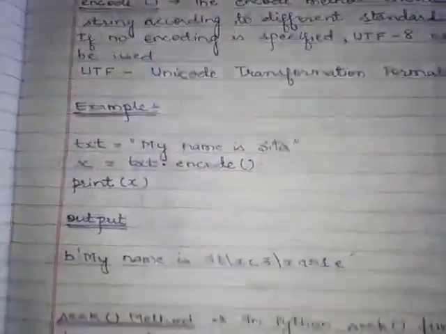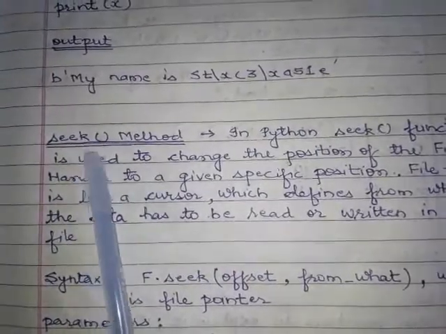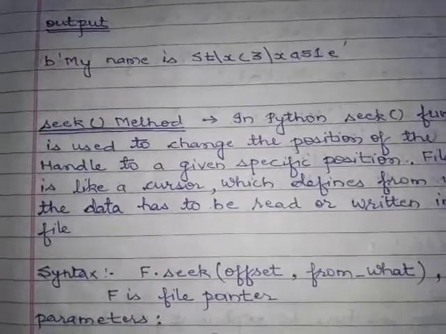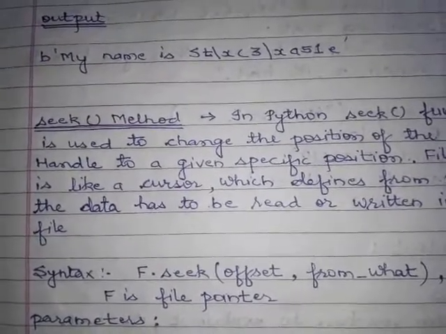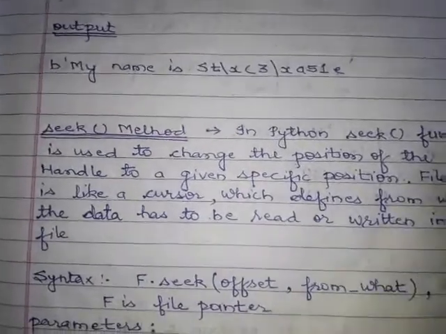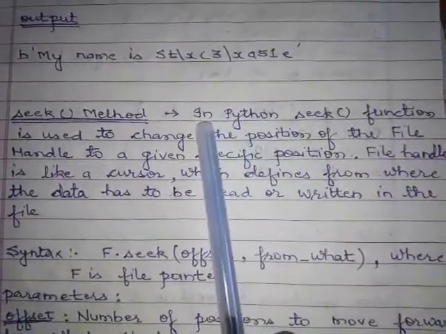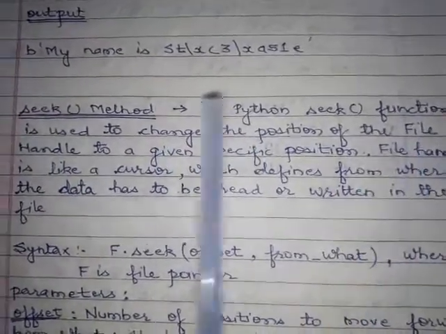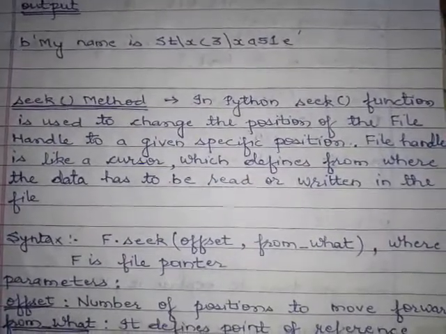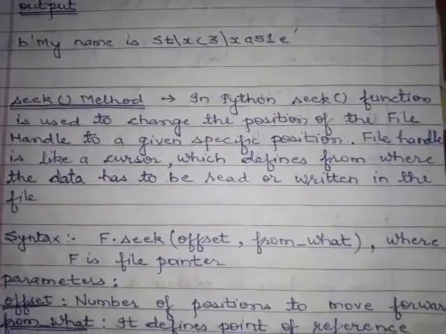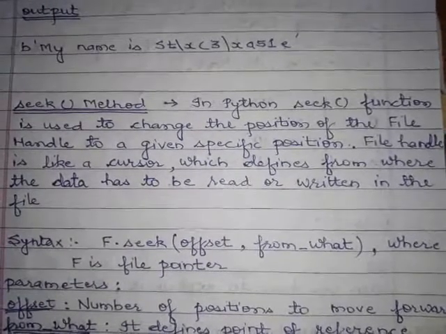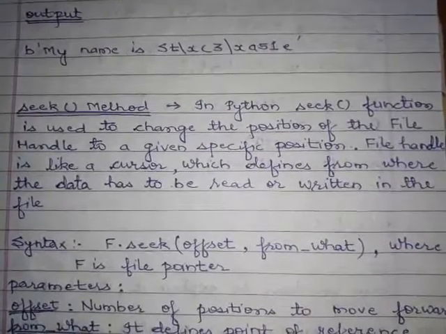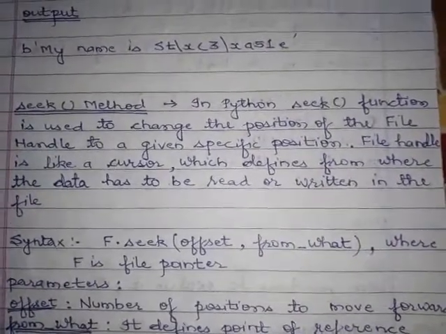After the encode method, there is another method, the seek method. The seek method is used to handle our file pointer or file handler. It is a very important method, so go through it seriously. In Python, the seek function is used to change the position of the file handle. It means we can manage the file handle. We can move the file handler to the beginning of the file, to the end of the file, or to any desired position with the help of this seek method.